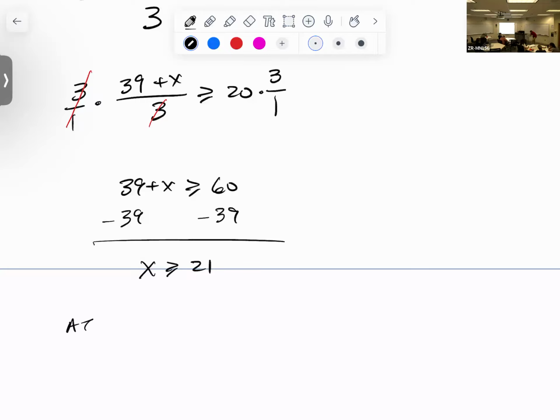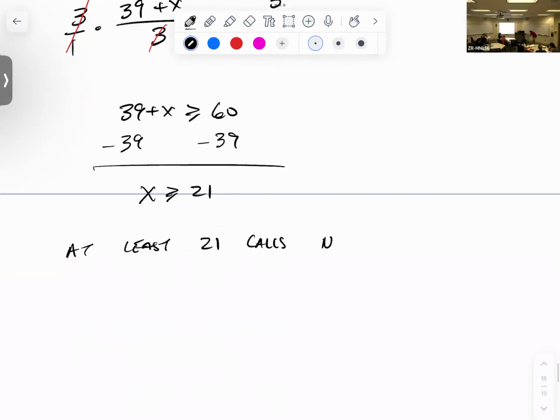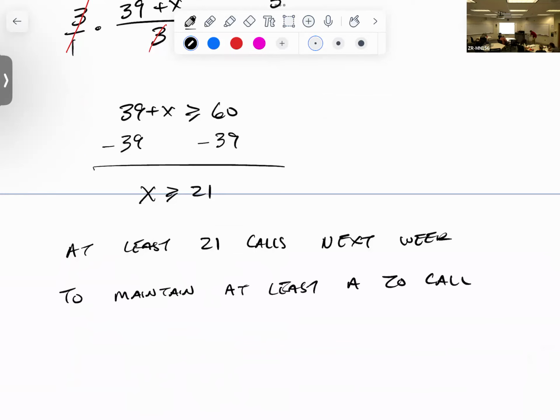So at least 21 calls next week, that we're talking about. Next week. In the 3rd week, I guess you could write it. Sure. Next week, to maintain at least a 20 call average.